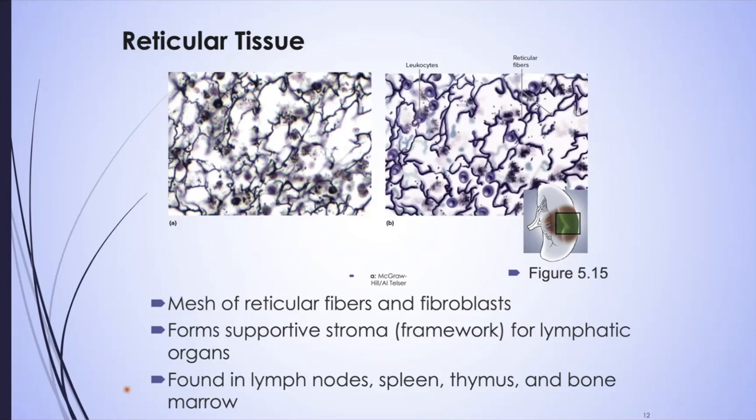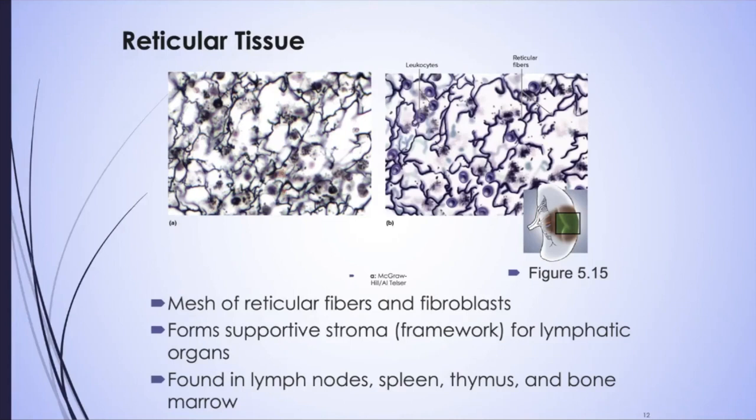Reticular tissue is found in the lymph nodes, the spleen, the thymus, and the bone marrow. So let's take a peek here. Here's some reticular fibers. See how it looks like a meshwork where there's extensions and extensions. Within it, these are actually leukocytes. We're not seeing the fibroblasts specifically in this view, but it's all good. This is the actual microscopic view of it.